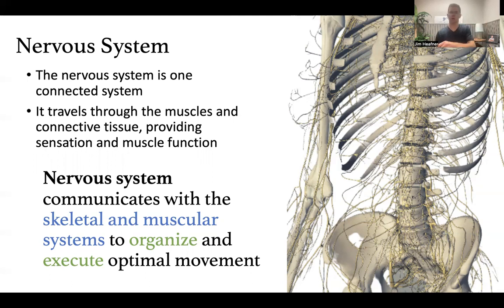The nervous system travels and winds through the muscles and the connective tissue. It wraps around the bones, and it provides you both with the sensation of what you're feeling, so your tactile sense of touch, but also your muscle function. So this afferent-efferent response gives you both the sensation and the motor output that's necessary for movement. The nervous system is the control system which organizes the skeletal and muscular systems together to help execute the most efficient and optimal movement.